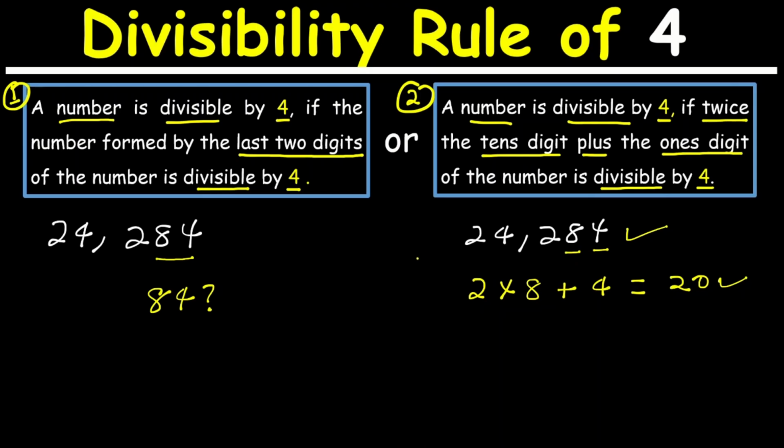Which divisibility rule of 4 do you find easier? The first one or the second one? Let me know in the comments. I personally prefer the second one.